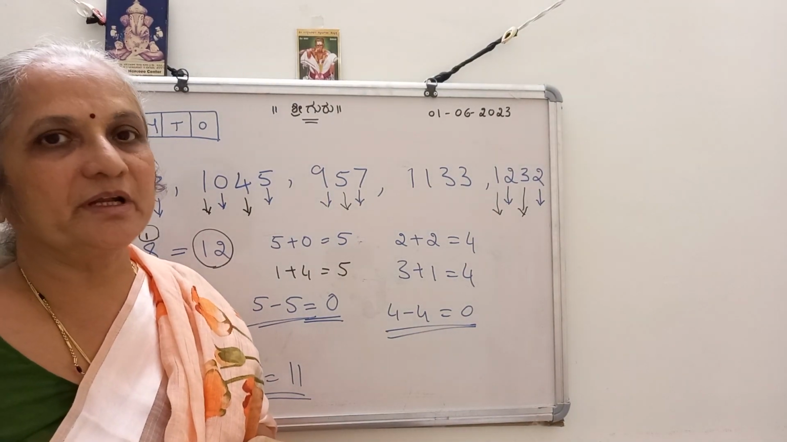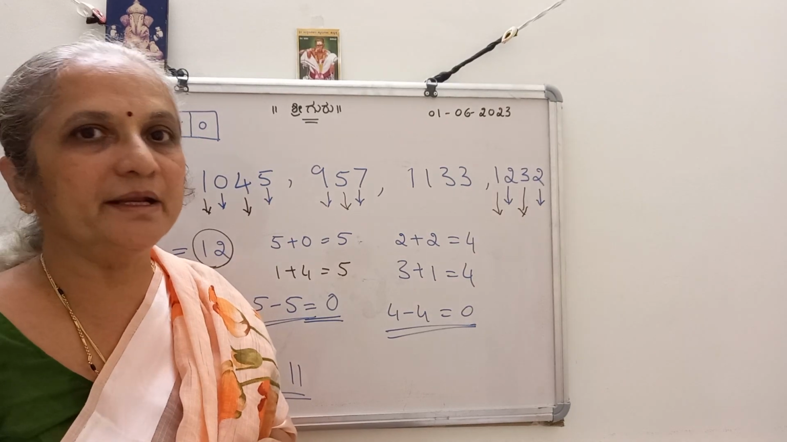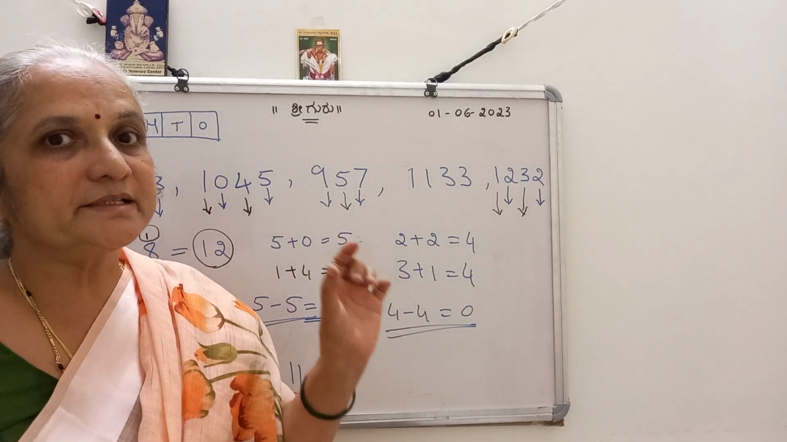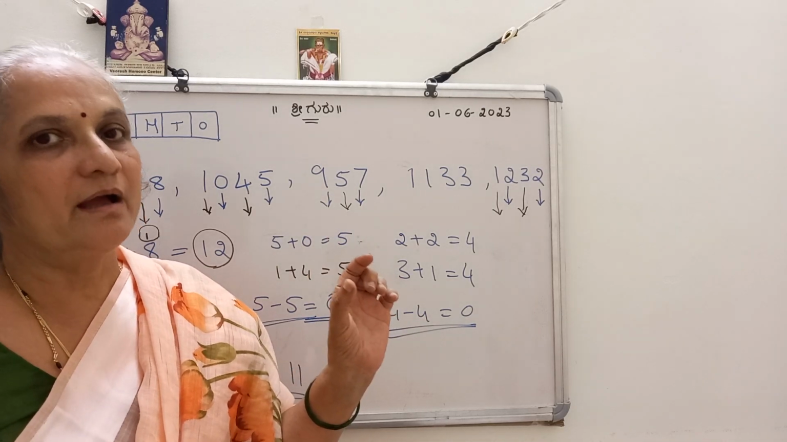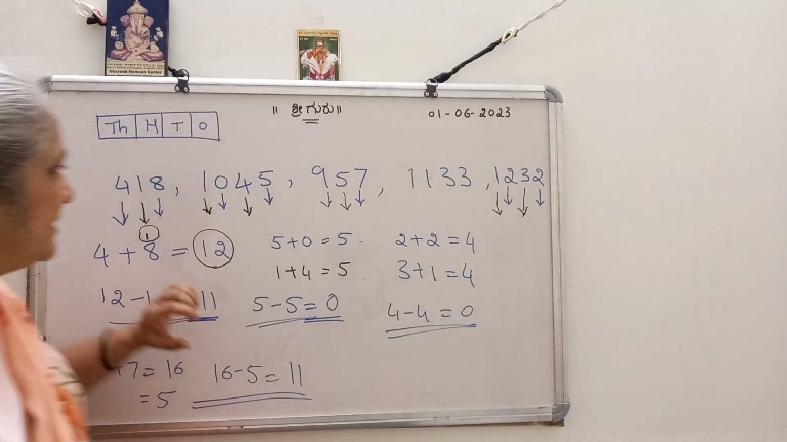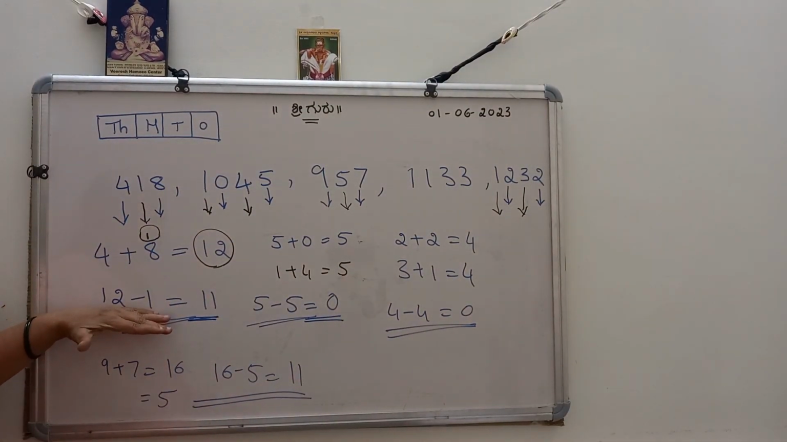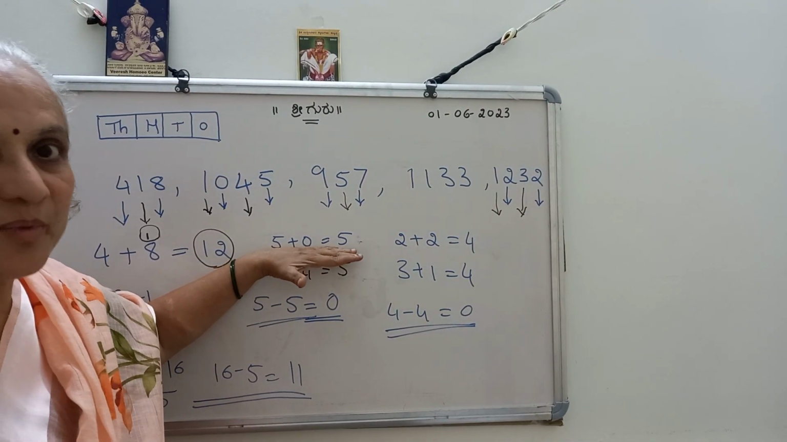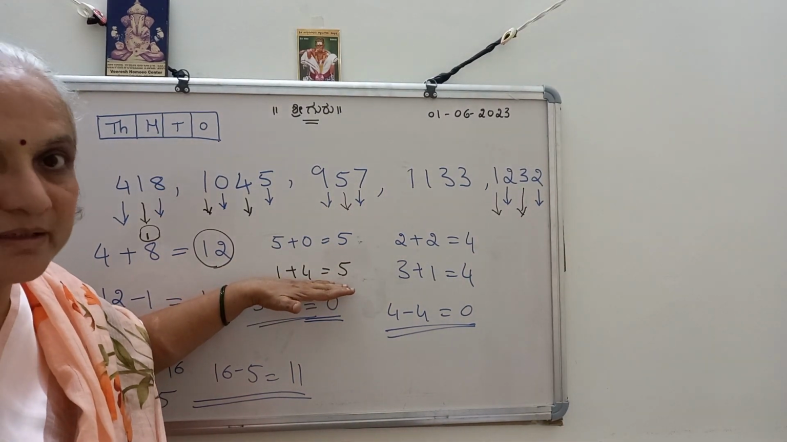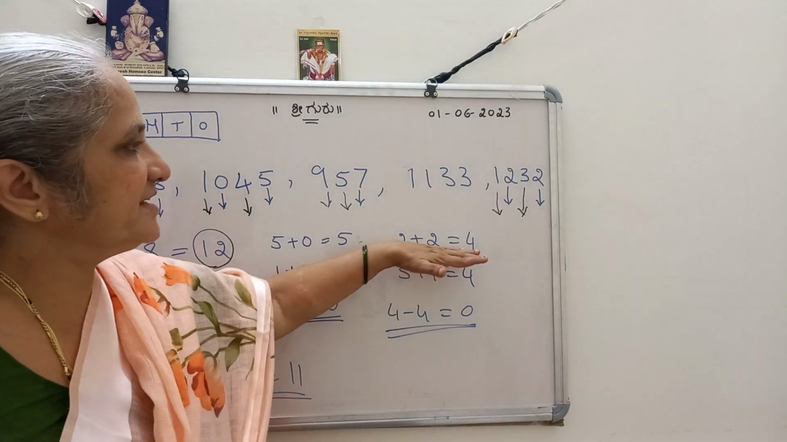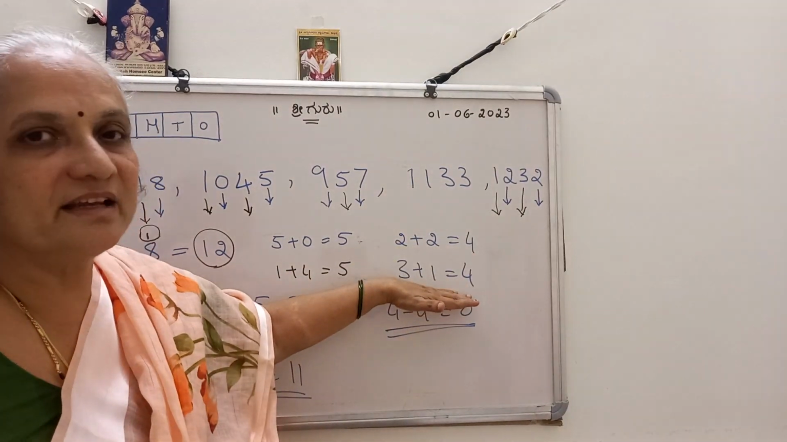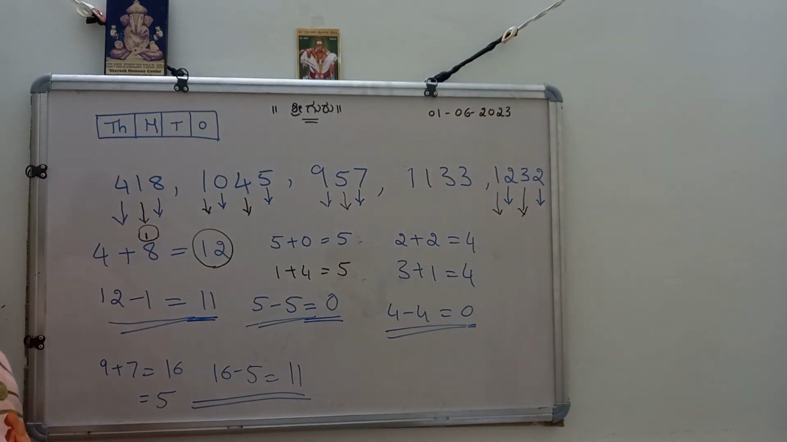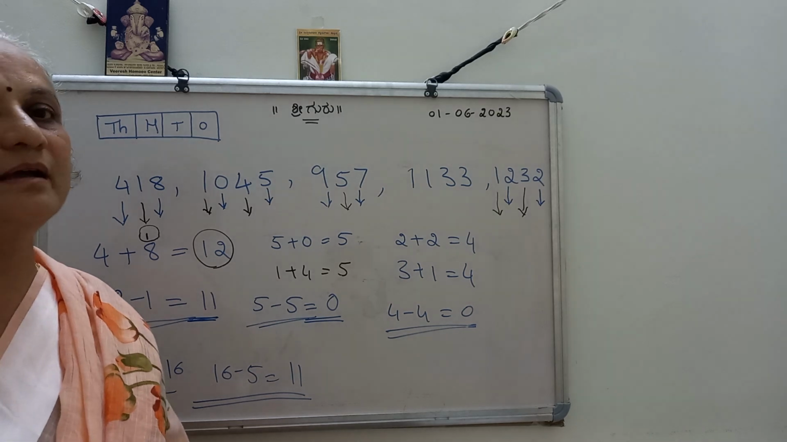So what is the test of divisibility for the number 11? Consider the given number, then take the sum of digits in odd places, the sum of digits in even places, and their difference. If it is 0 or 11, then we say that the number is divisible by 11.